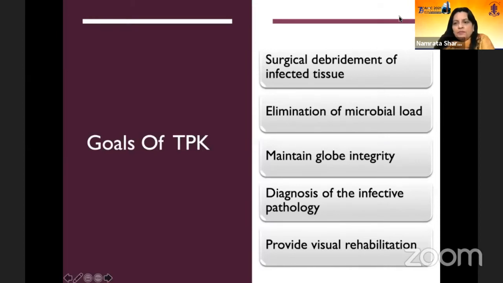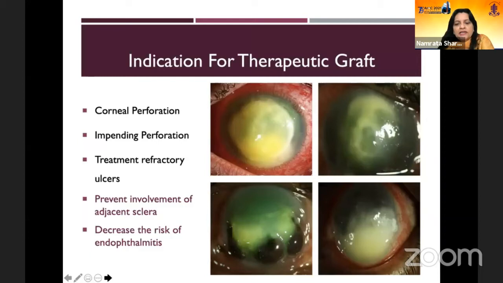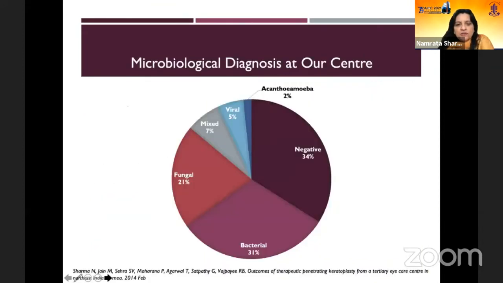So the goals of therapeutic keratoplasty are surgical debridement of infected tissue, elimination of the microbial load, maintain the globe integrity and diagnosis of the infective pathology, and provide a visual rehabilitation. And indications for the therapeutic grafts are corneal perforation, impending perforation, treatment of the refractory ulcers, prevent the involvement of the adjacent sclera, and decrease the risk of endophthalmitis.